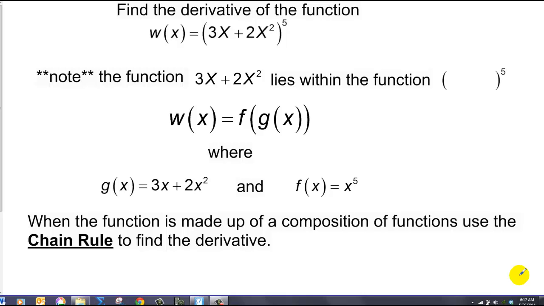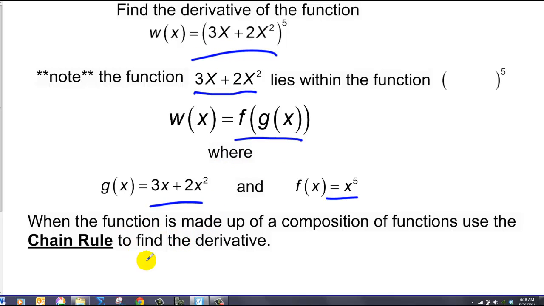So for our last lesson of the year, we're going to talk about how to find the derivative when we have a composition of functions. You'll notice in this function, 3x plus 2x squared, all raised to the fifth, that the inner function 3x plus 2x squared is within the entire fifth power function. So in other words, g of x is inside the f of x, where g of x is x cubed plus 2x squared, and f of x is x to the fifth. So when we take this composition f of g of x, we get this function back.